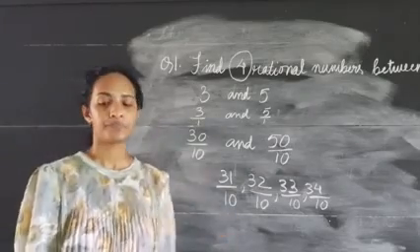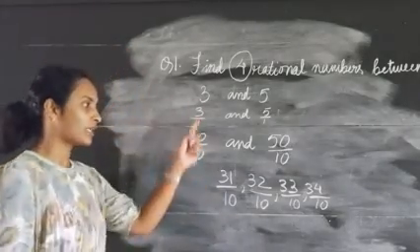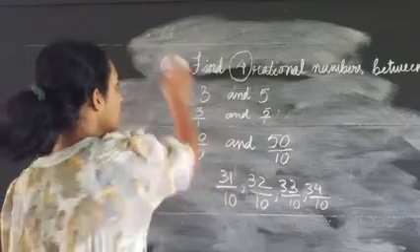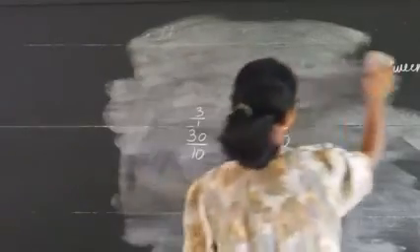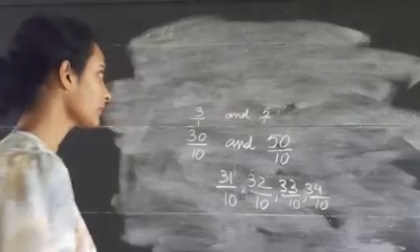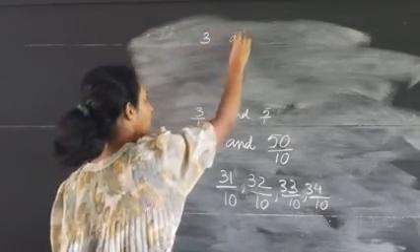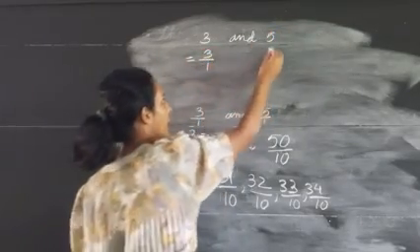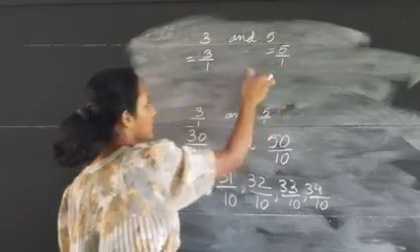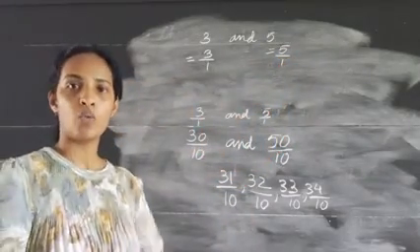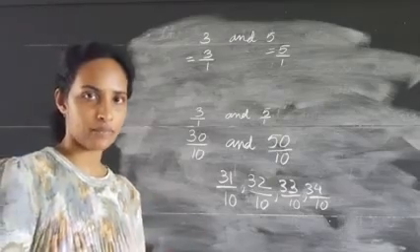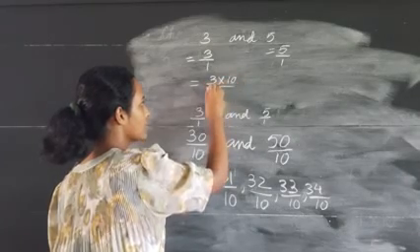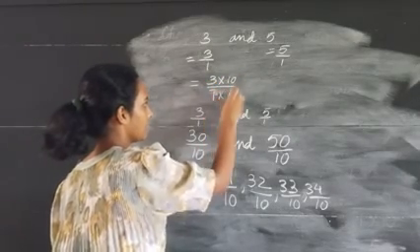Okay? Now, can you see what are the steps we have followed? Let's see. What was the first step? First step was we looked at the numbers 3 and 5. We know that 3 was 3 by 1 and 5 was 5 by 1. We looked at the denominators. We found that the denominators are same, right? Now, when the denominators are same, what do we do? You multiply the numerator and denominator by 10, right?